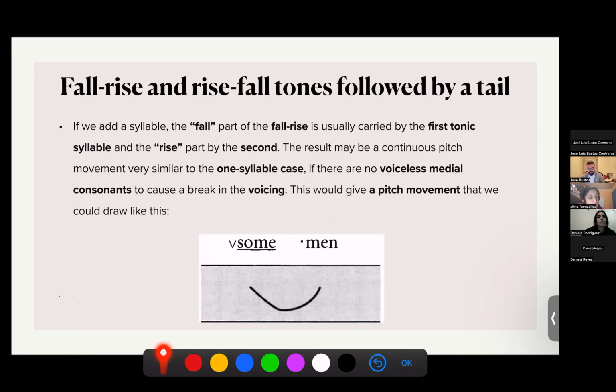Okay. Now, what happens if we add a syllable? For example, men. Ms. Rodriguez, what's the meaning of that symbol? A dot. Yes, what's the meaning of that symbol, the dot? Because it's a dot, but what's the meaning of that? Again, sorry. What's the meaning of that dot there?